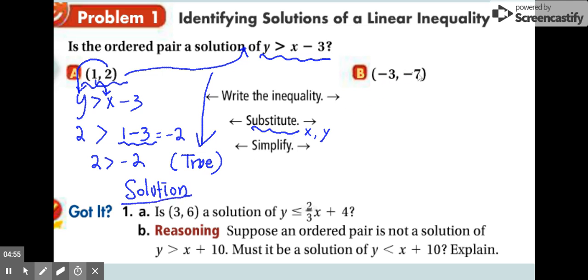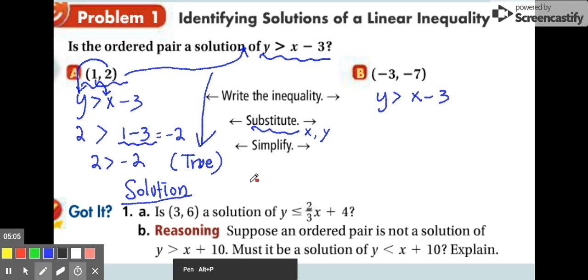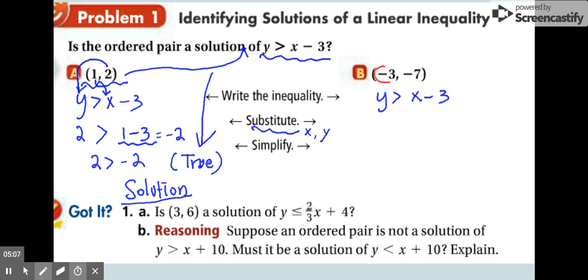Now, what about -3 and -7? I'm going to plug -3 and -7 into the inequality. So -3 goes to x because it's x and y, and -7 goes to y. Let me just rewrite it, with -3 and -3. You need to see if this solution makes this inequality true.